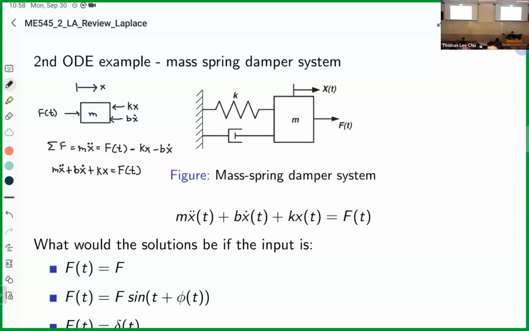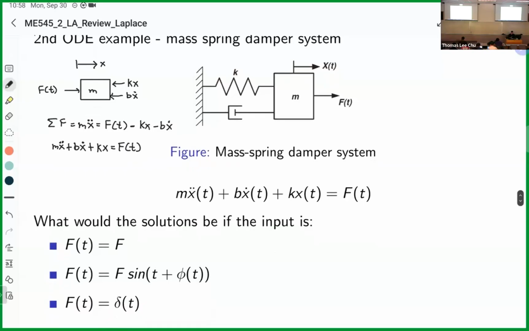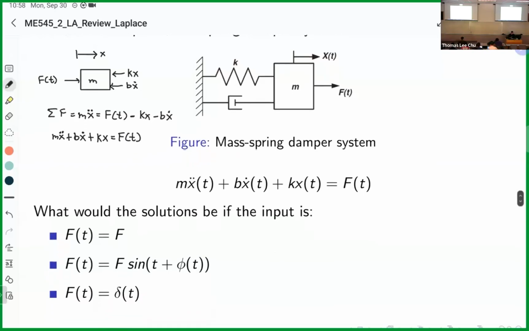So depending on our initial conditions and input, this isn't as simple as a first order system now. If we have various inputs like a constant force, so this is a constant force. This here is a sinusoidal force. And this here is what's called a Dirac function, and this is our impulse.